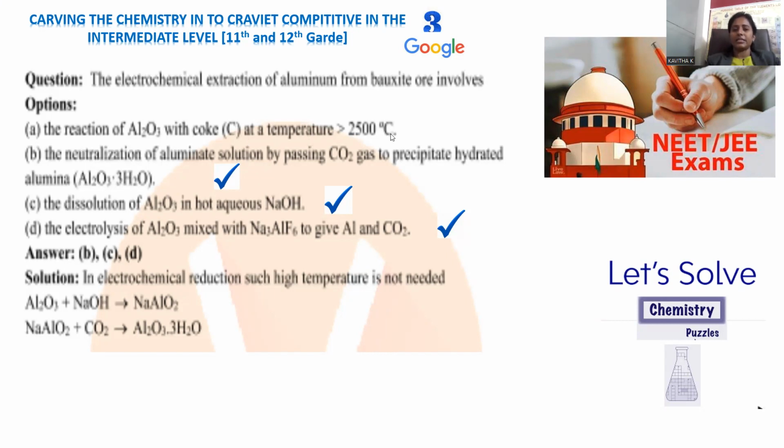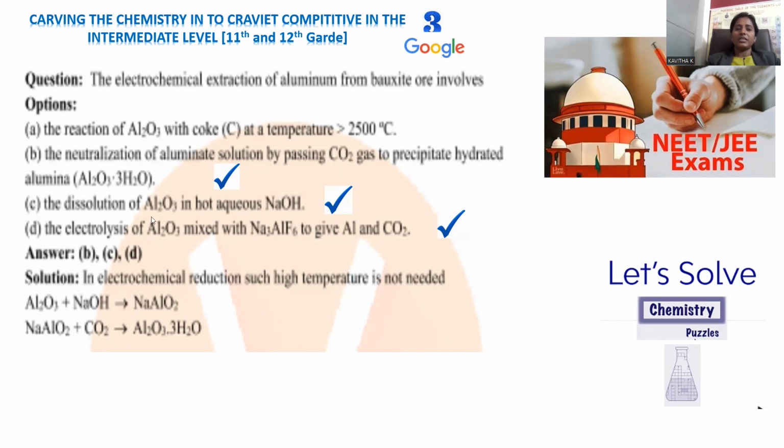degrees centigrade, they are saying, but it is not correct. Next, the neutralization of aluminate solution by passing carbon dioxide gas to precipitate hydrated alumina. Aluminate generally exists in the form of sodium aluminate. For example, if sodium aluminate is treated with carbon dioxide, what happens? That will be turned into hydrated alumina.